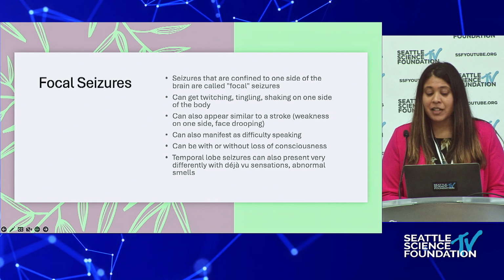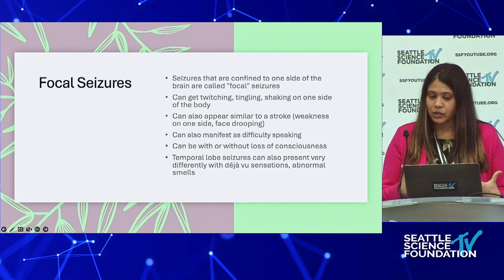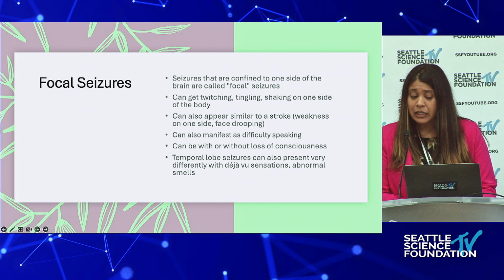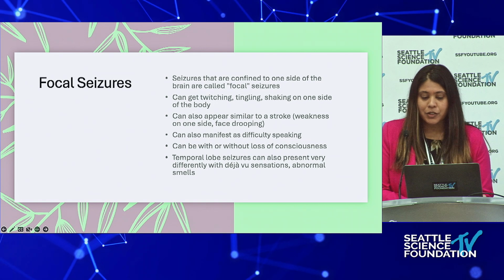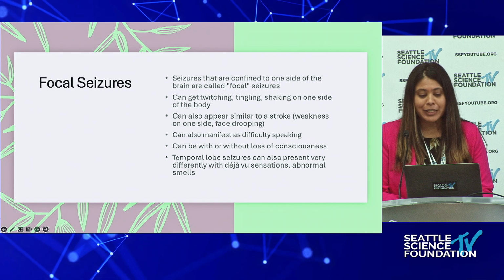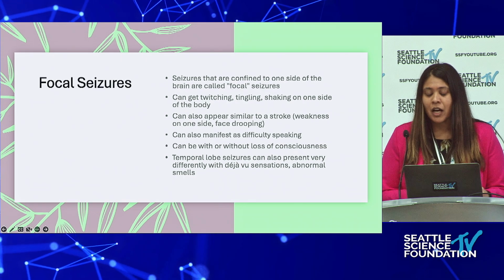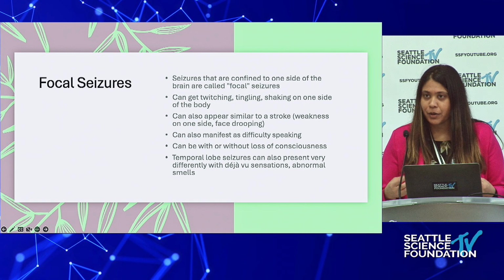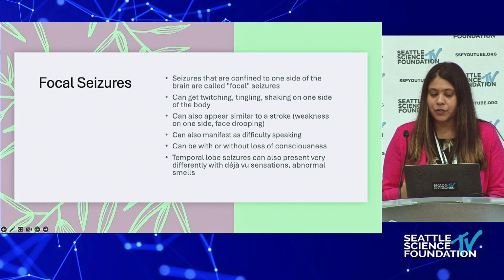However, focal seizures can manifest, I say, in a million different ways, and sometimes it's hard to know what's a focal seizure versus something else. They can manifest as difficulty speaking. They can be with or without loss of consciousness. Temporal lobe seizures in particular can present very differently than what people think of in your classic seizure. I always tell people the temporal lobe is what we call the most epileptogenic part of the brain. Really, any sort of injury to the temporal lobe can increase your risk for seizures.